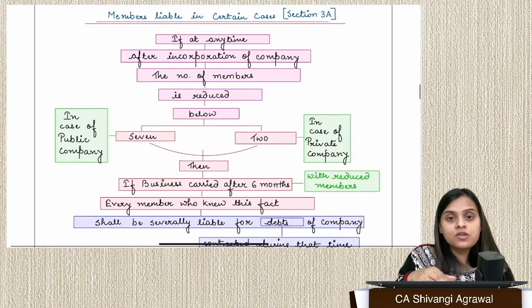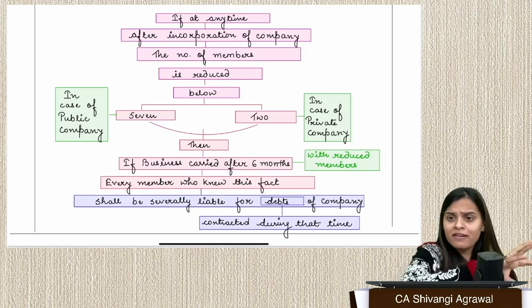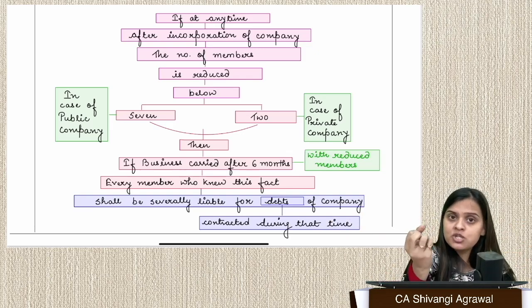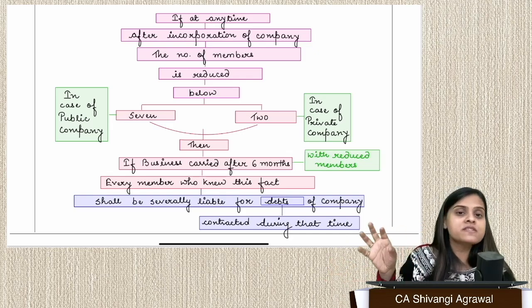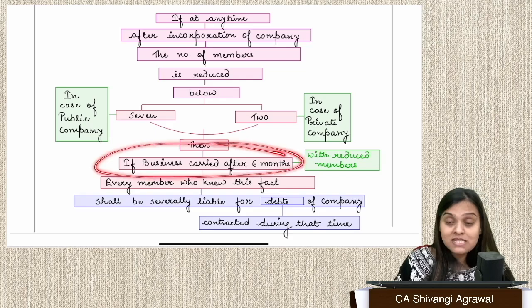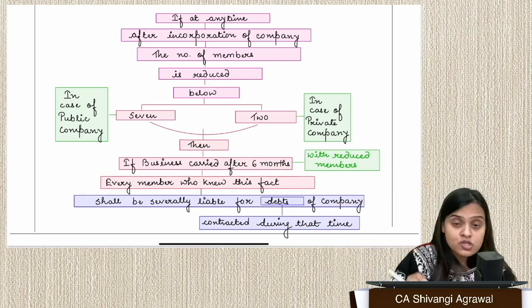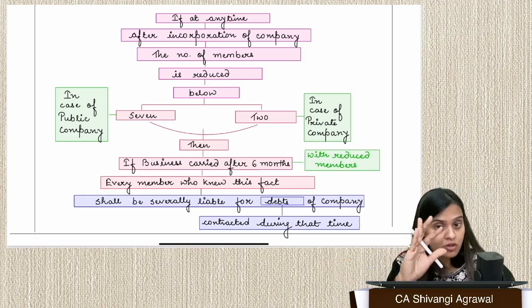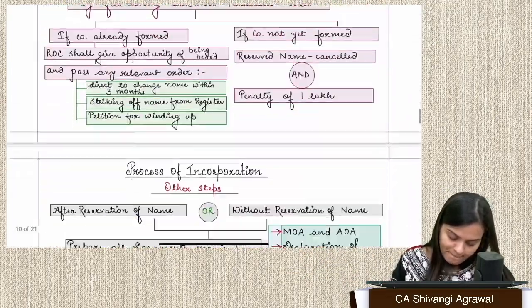Now this tells us that once your company has been incorporated, the basic minimum criteria was that you must be at least 2 members to form a private company, and at least 7 members to form a public company. But later on also, this membership number should not be reduced below 2 or 7. If it is reduced below 2 or 7, you get a span of 6 months. So if you continue to do business after 6 months also with the reduced members, then every member who knows that we are doing business with the reduced members, who is cognizant of this fact, is going to be severally liable for debts of the company which are contracted after the expiry of 6 months. Right? Okay.